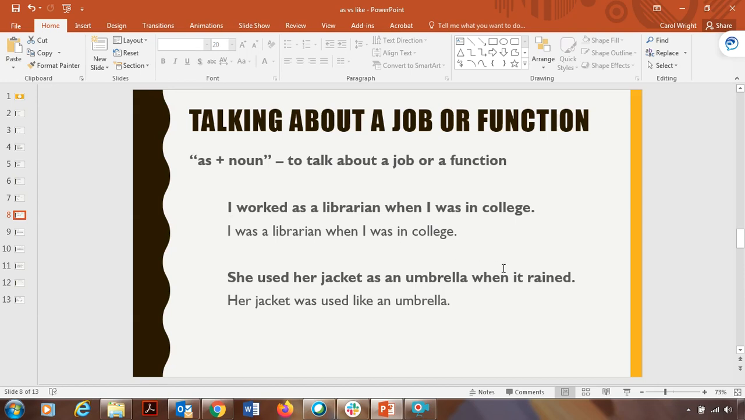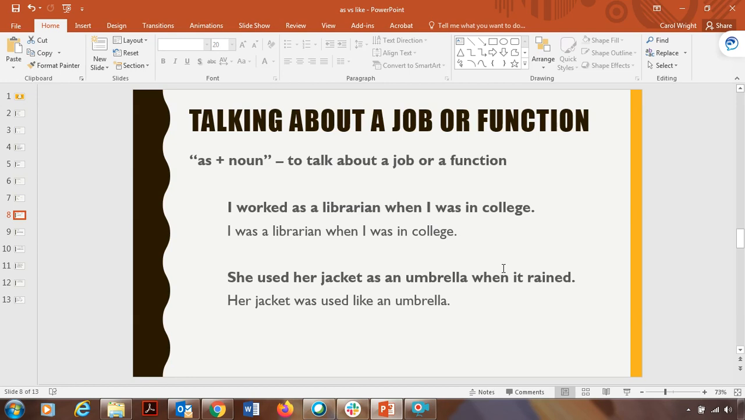Next, we can talk about a job or a function. We can use as plus a noun to talk about a job or a function. So I can say, I worked as a librarian when I was in college, meaning I was a librarian when I was in college. She used her jacket as an umbrella when it rained.